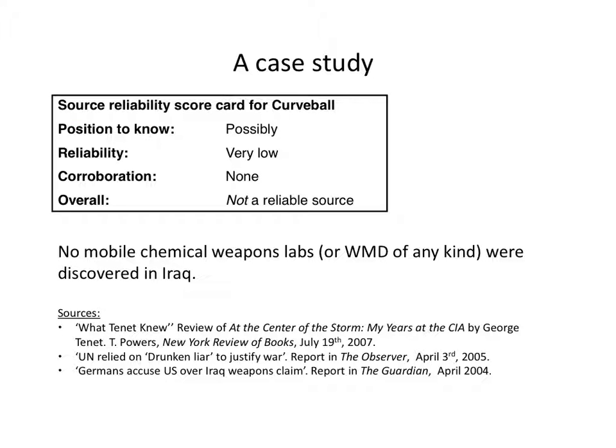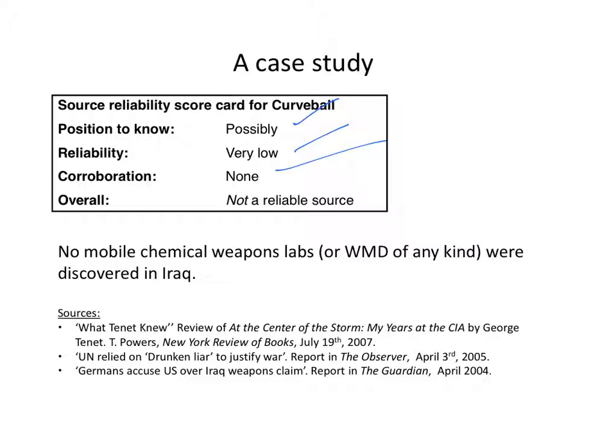So if we made up a simple kind of source reliability scorecard for Curveball, what would he score on position to know? Well, yeah, okay, he would do not badly on position to know. He had relevant expertise and could have been there. Reliability, on the other hand, very low, poor reputation for reliability, and very strong incentive to make things up. No corroboration whatsoever. Overall, probably not a credible source.